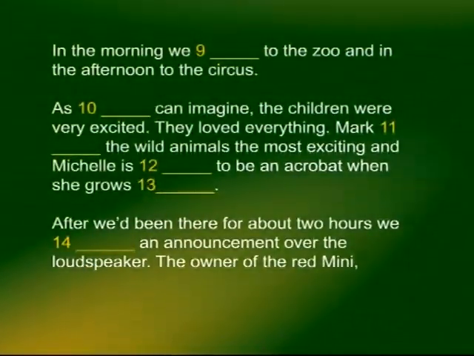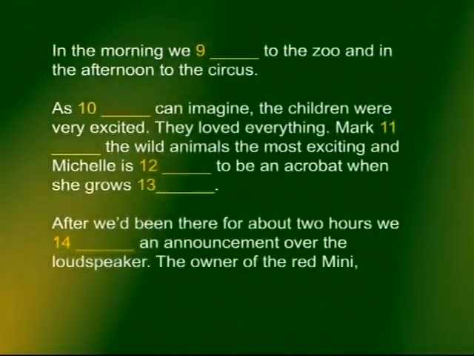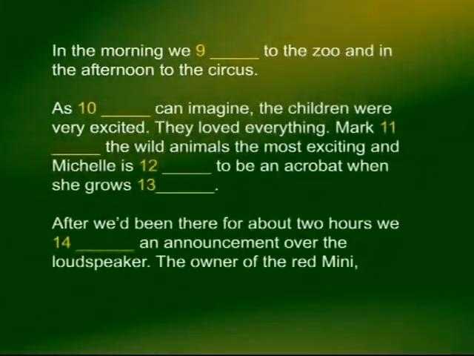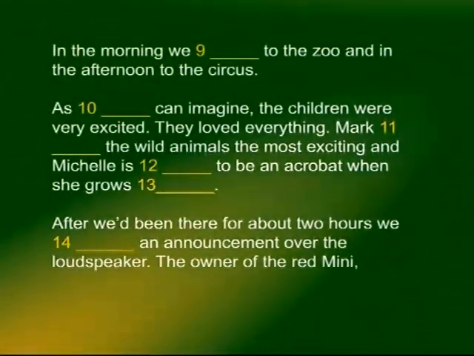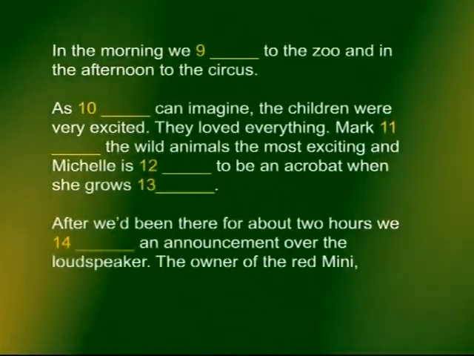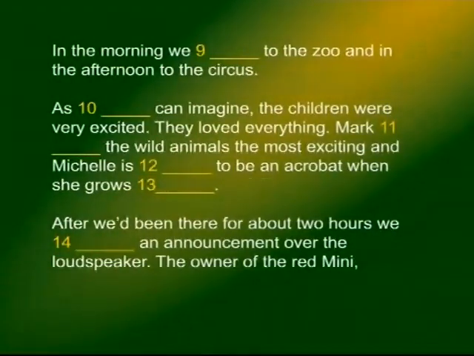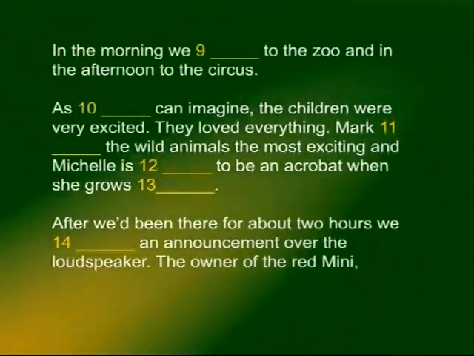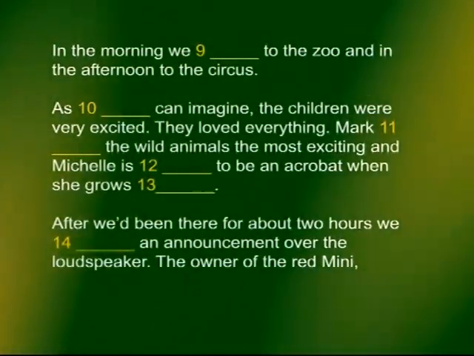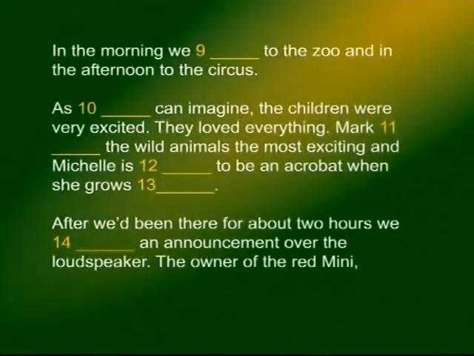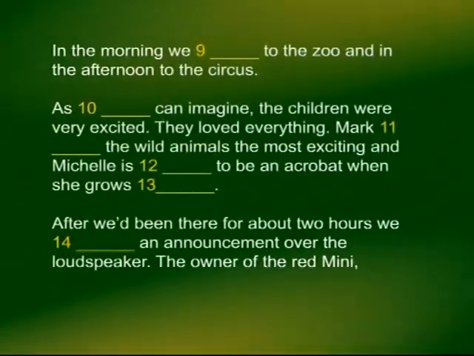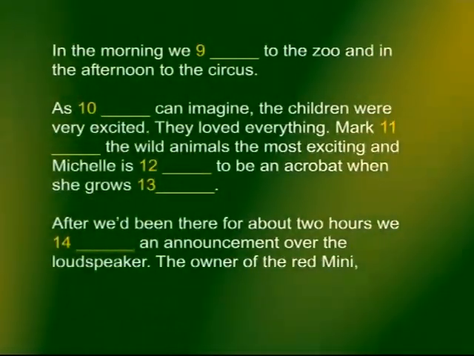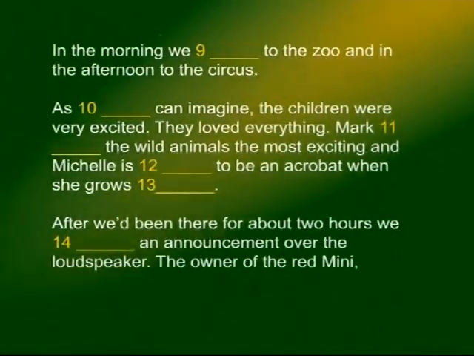In the morning, we to the zoo, and in the afternoon to the circus. So it has to be the verb, the past tense, went. In the morning, we went to the zoo, and in the afternoon to the circus. As can imagine, the children were very excited. Now who has to imagine it? It's you, the person the lady is addressing in her letter. As you can imagine, the children were very excited.